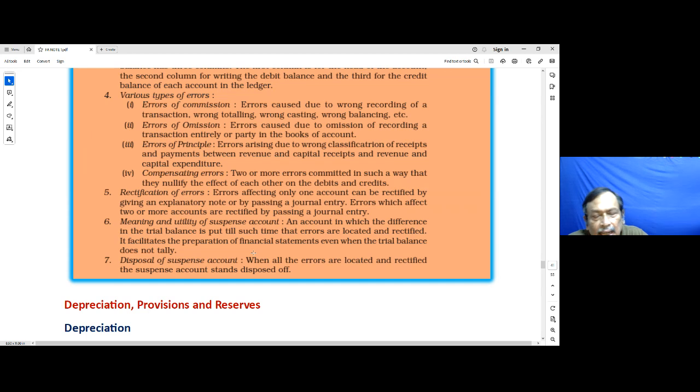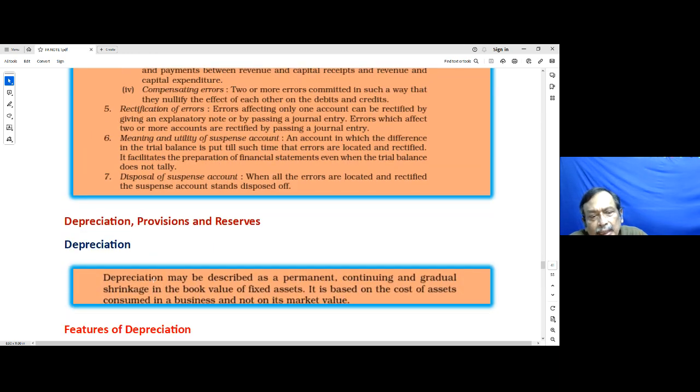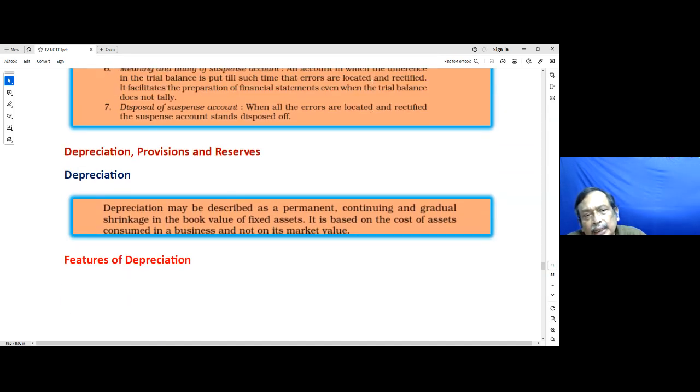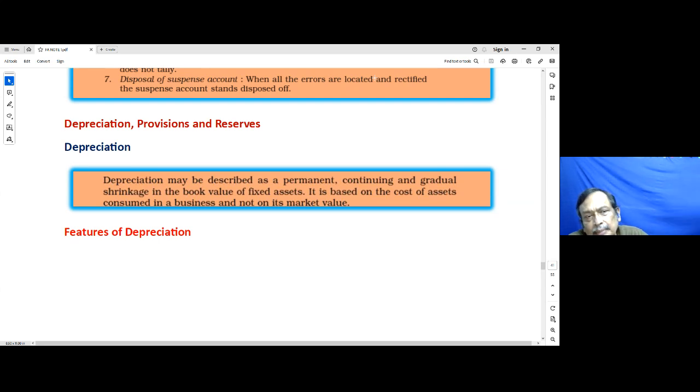It facilitates the preparation of financial statements even when the trial balance does not tally. And lastly, disposal of suspense account, that is when all the errors are located and rectified, the suspense account stands disposed of. So that is all about your trial balance and rectification of errors. Hope you have understood. Now we are coming to the most important chapter, that is depreciation, provisions and reserves.